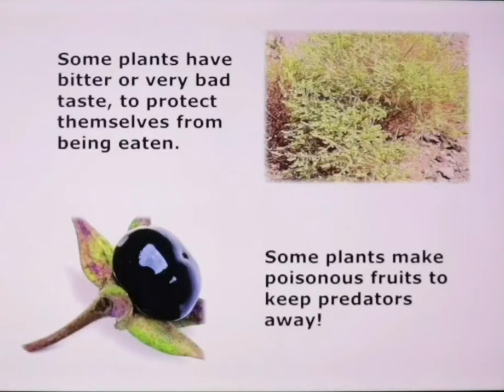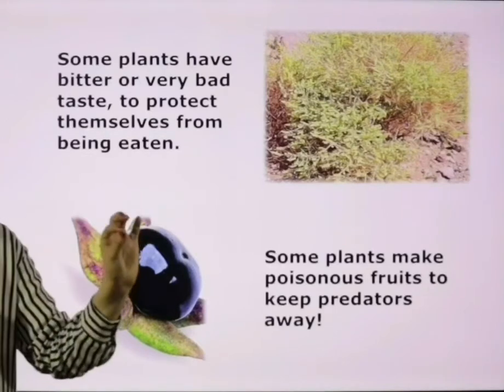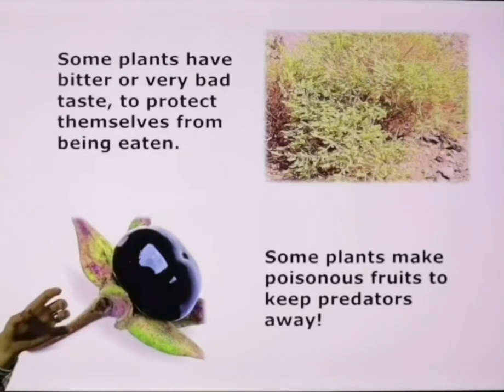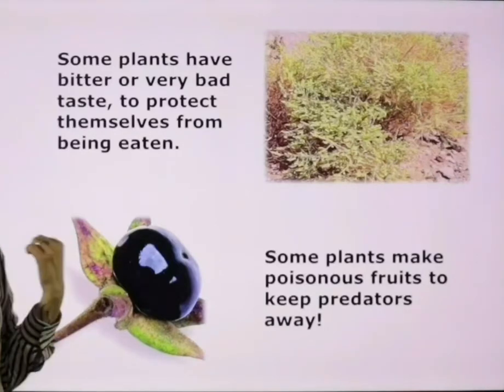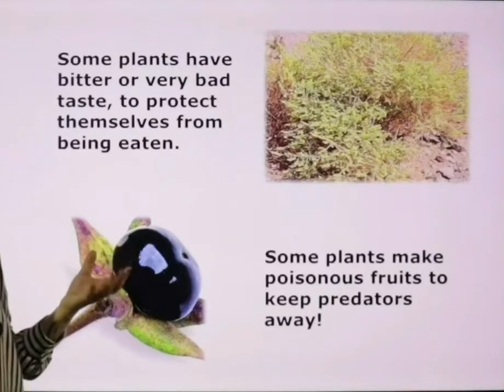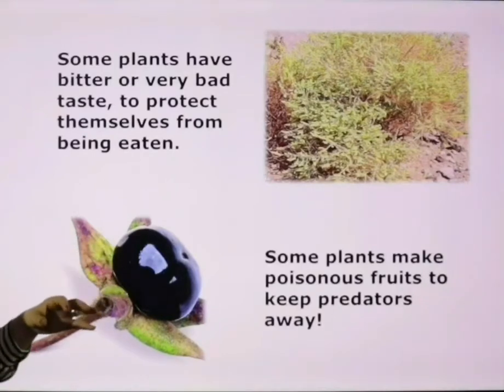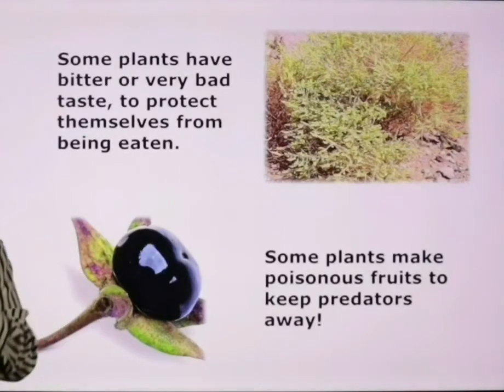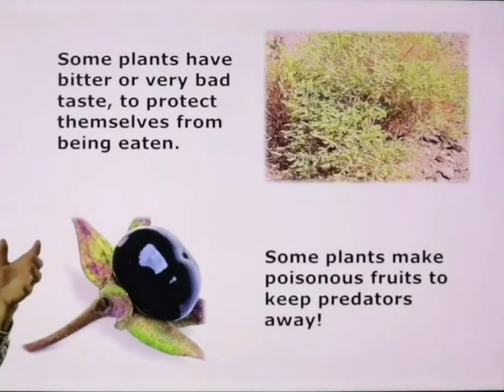This fruit looks very nice and inviting, but once the bird comes and eats this fruit, it will die because it's poisonous. This way, the other birds won't come near this plant because it's poisonous. All of these examples are examples of defense adaptations that keep these animals or living things safe.